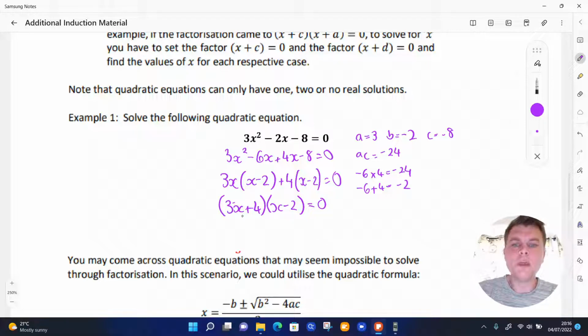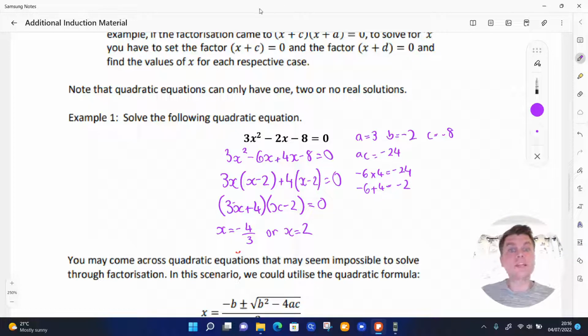In this case, for x to make this one 0, well, we can do x equals minus 4 over 3. Or, if we look at our second bracket, x would need to equal 2. So our two solutions: x equals minus 4 over 3 or x equals 2.